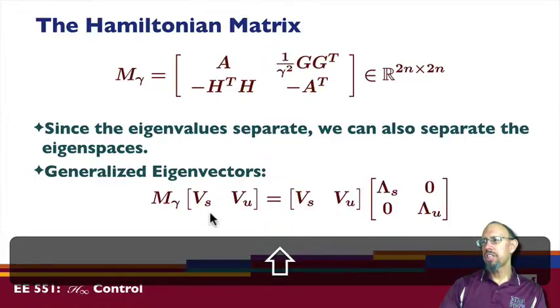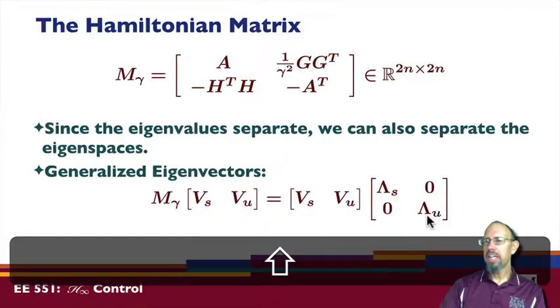So this is going to be a square matrix, and so I could look at the diagonalization of M_gamma. If I took this matrix inverse over on this side, I would get this diagonal matrix, or in general it may be a Jordan matrix. But lambda_s is going to be a triangular matrix or diagonal matrix, and the diagonal elements are all going to have negative real parts. Lambda_u is going to have all positive real parts.